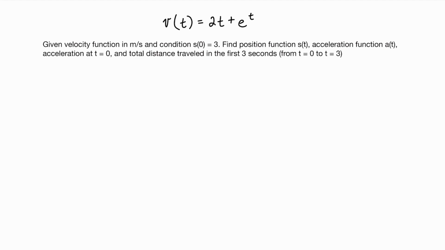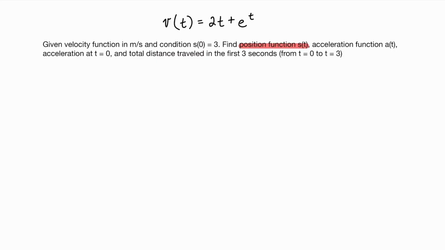Hi, today we'll be doing this Calc 1 problem, and we're given a velocity function in meters per second, and we know the initial condition that at time equals 0, the object is at 3 meters. So we're asked to find the position function, acceleration at time equals 0, and the total distance traveled in the first 3 seconds. So first of all, we'll start with the position function.